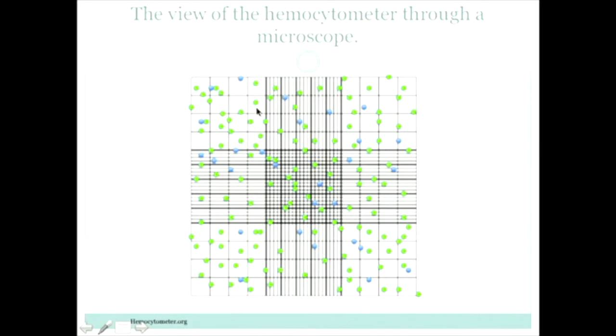Green dots represent live cells, and the blue dots represent dead cells. All that cell culture is stained with trypan blue. Trypan blue is a special stain that enters dead cells much faster than live cells. So once you stain your cells with trypan blue, under the microscope you can determine dead cells and alive cells.